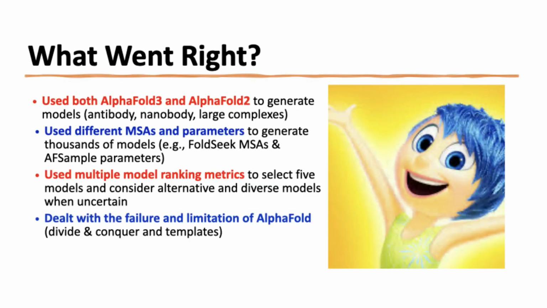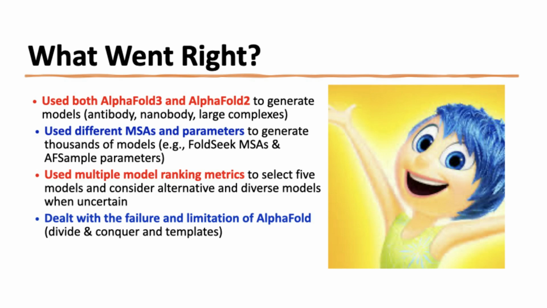So here, what went right? We think using both AlphaFold 3 and 2 to generate models is very useful, particularly for hard targets like antibody. Using different MSAs with different parameters, particularly FoldSync alignment, and every sample parameter are very useful to predict the structures. And using multiple model ranking metrics is good to select the top 5 models, but it's still very important to consider the alternative models when the target is very hard, when the conformation is uncertain. And it's useful to deal with failures and limitations of AlphaFold 2 and AlphaFold 3.